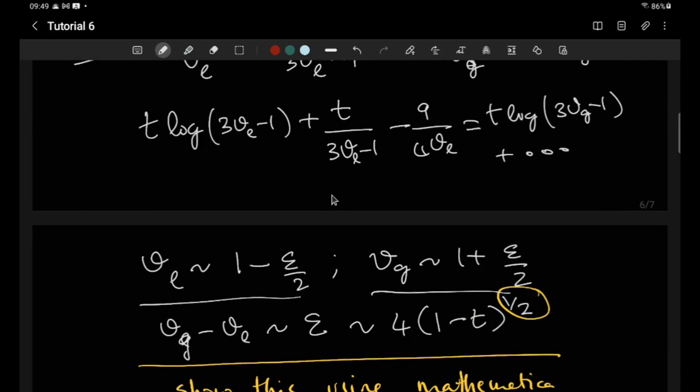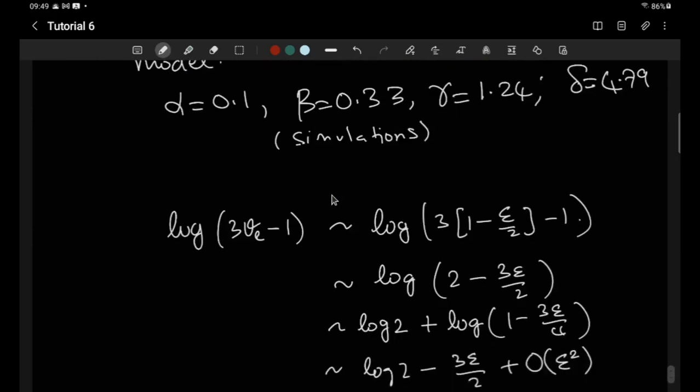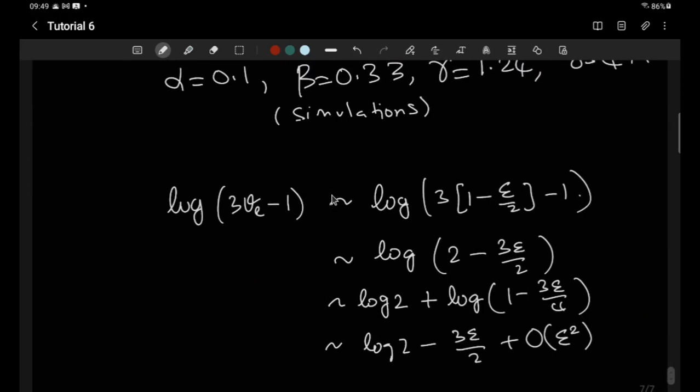Okay, sir. I stopped here because expanding by hand is a pain. Right? Log of 1 plus x is x. So log of 1 minus x is minus x. So that's what I wrote there. So we can do it.